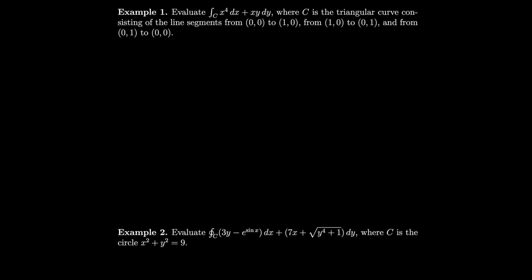So how about we evaluate this line integral, where C is the triangular curve consisting of these line segments. So let's try drawing our curve C. So it'll be something like this. And we're going to go from 0, 0 to 1, 0.